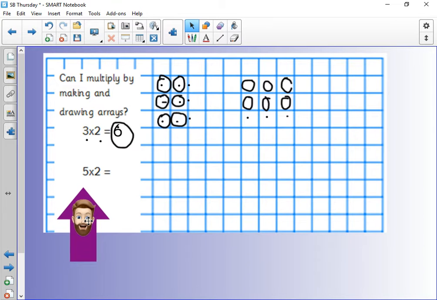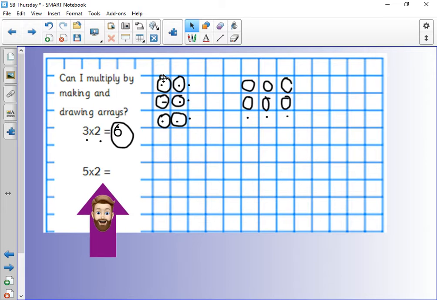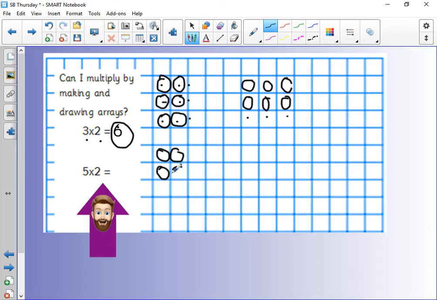Right, the next one, let's read the calculation together. 5 multiplied by 2 equals. So I need 5 equal groups of 2, okay? I'm going to do mine in rows again first. There's my first row. There's my second row, so I've got 2 groups now.